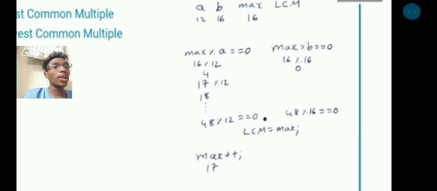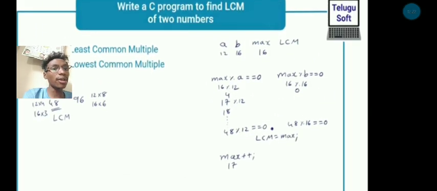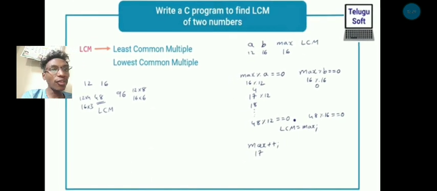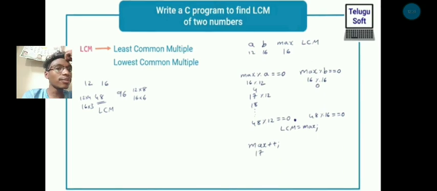This is the basic summary of the program. Here we want the maximum number among A and B. To find that, we check whether the maximum modulus A equals 0. This works like this: maximum among A and B. The maximum is B because it is 16.